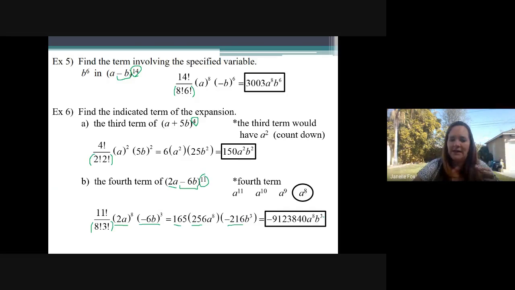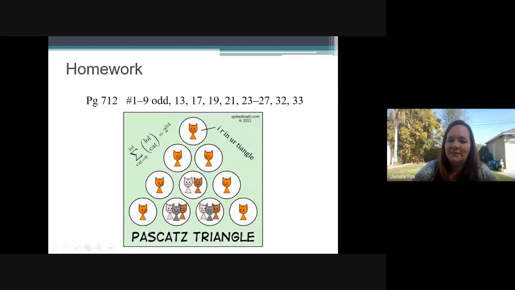So that brings us to the end of our lesson. Oh, I love this meme. We have to look at it. Look, instead of Pascal's triangle, it's Pascat's triangle. So funny, so cute.